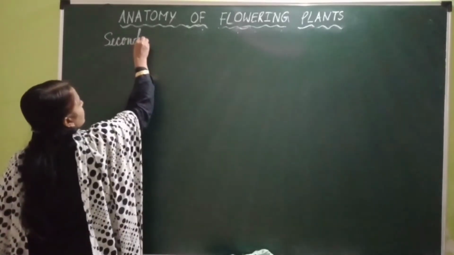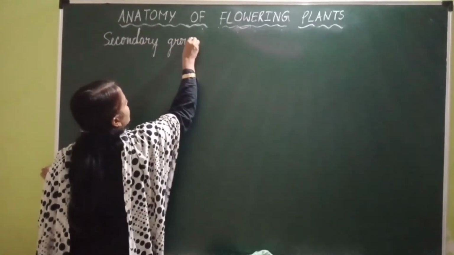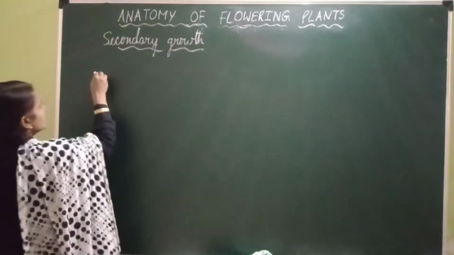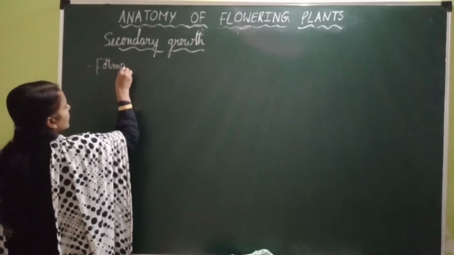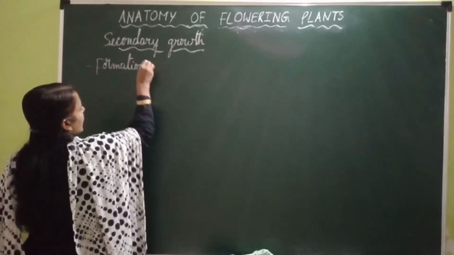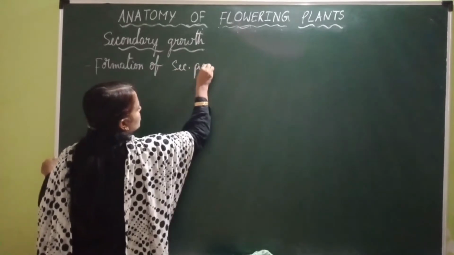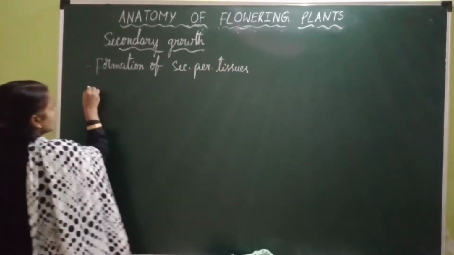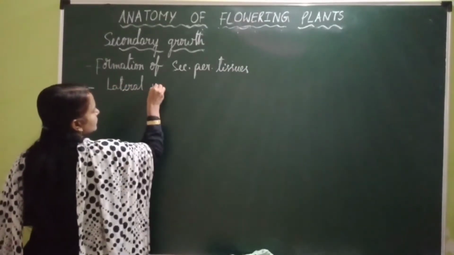Secondary growth. So what is secondary growth? Secondary growth is the formation of secondary permanent tissues. So formation of secondary permanent tissues by the activity of lateral meristems is called as secondary growth.